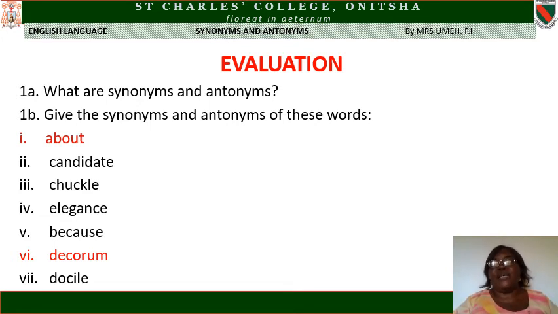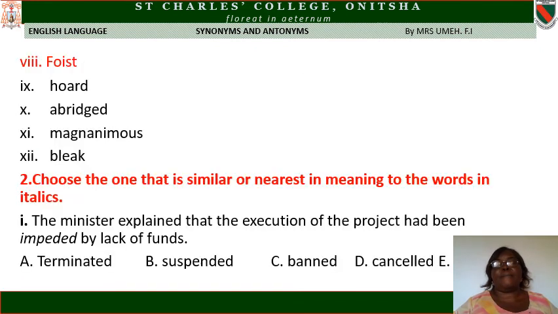And this is going to be an assignment for you. Number 1, what are synonyms and antonyms? 2, give the synonyms and antonyms of these words. About, candidate, elegance, because, decorum, docile. Number 2 says, choose the one that is similar or nearest in meaning to the words in italics. Number 1, the minister explained that the execution of the project has been impeded by lack of funds.